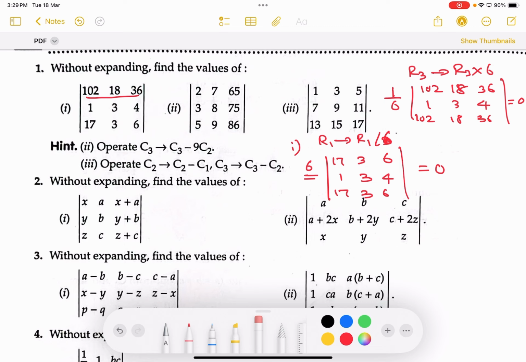What is that? Why are you circling that? It's not because of that 3, 3. These two are identical. This and this are identical. He wrote because all the 3 values are there in one column. That is why. Row 1 and row 3 are identical. That's why it is 0. Okay, next. Question number 2.